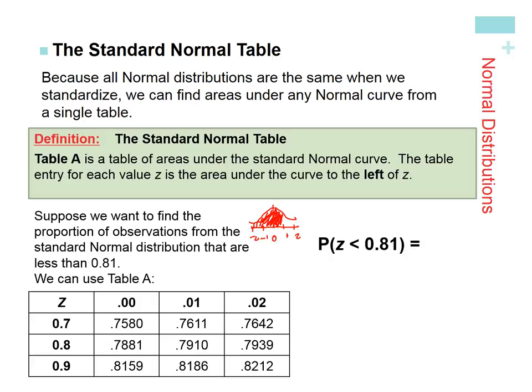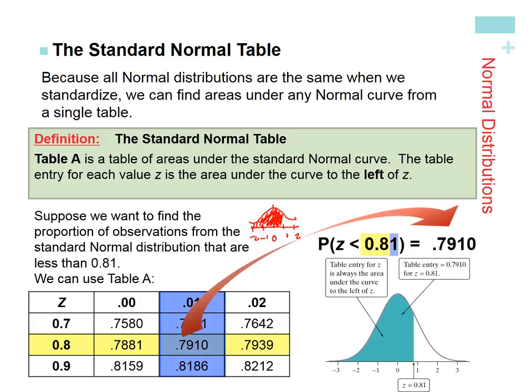Let's suppose that we want to find the proportion of observations from the standard normal distribution that are less than 0.81. That's what we talked about. We can use Table A. The first thing we want to do is standardize the curve and ask, what's the probability that z is less than 0.81? That's important here. Specifically write out that probability. What are we looking for? The probability that z is less than 0.81.